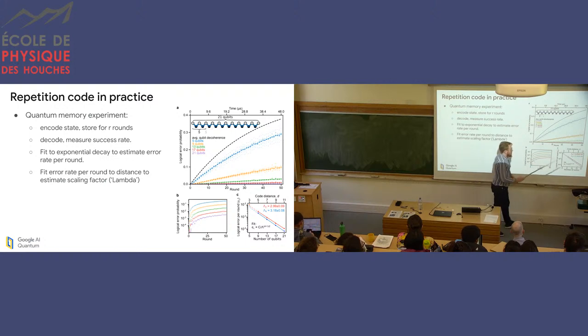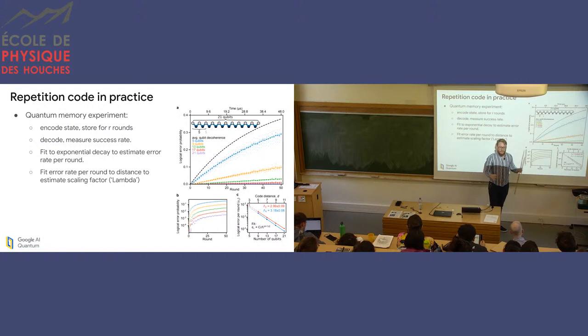This tells you how quickly I suppress my error as I go to larger and larger code distance. This is a really important number because you need lambda to be greater than one if you're going to get any suppression. Lambda greater than one is basically the definition of being below threshold.